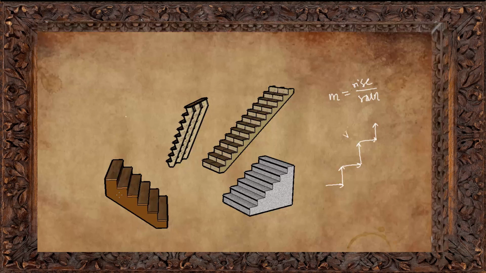But there are stairs that fall. In these types of stairs that fall rather than rise, we can call them fall over run, and usually they're denoted by a negative number.